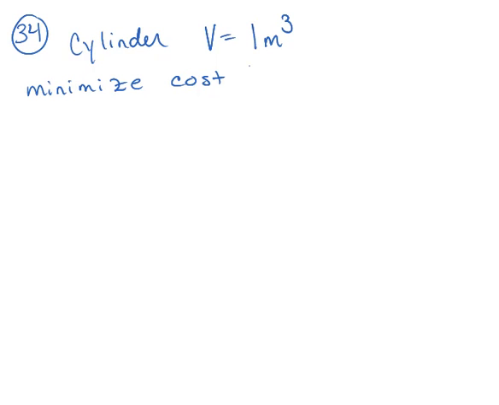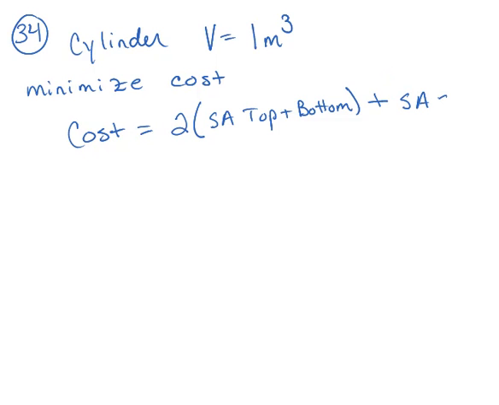Okay, so the cost function is equal to whatever the cost is. It's twice as much for the top and bottom as it is for the sides. So you can do twice times the surface area of the top and bottom plus the material for the sides, the surface area for the sides.